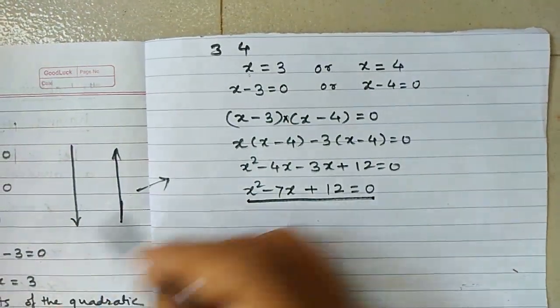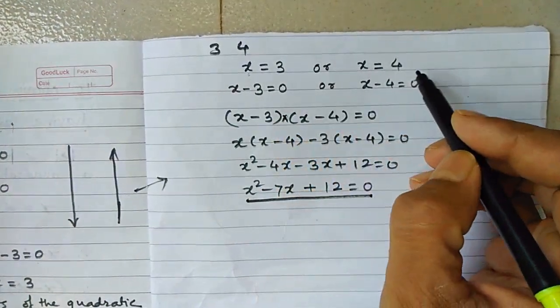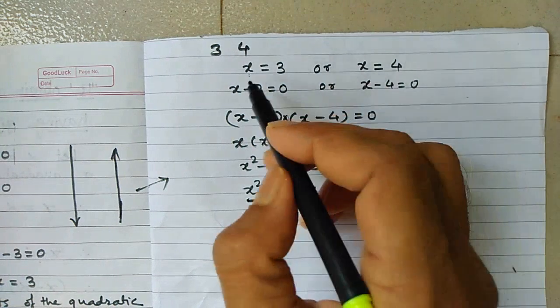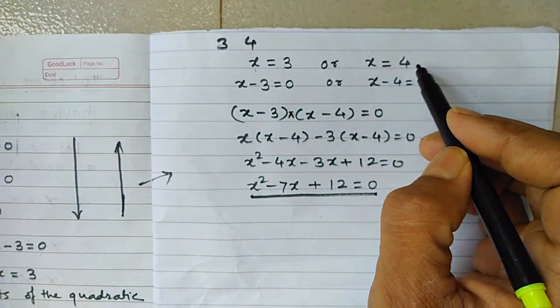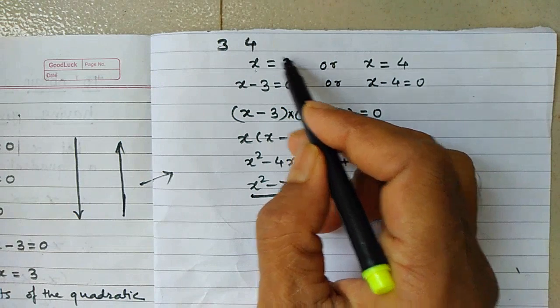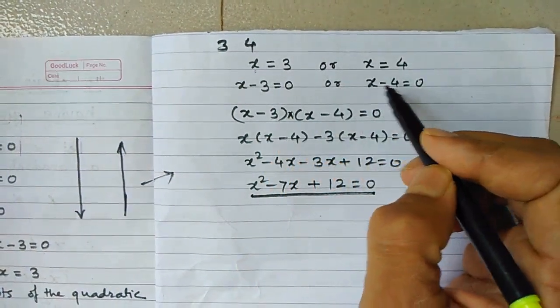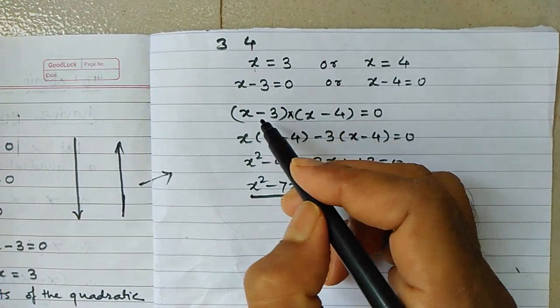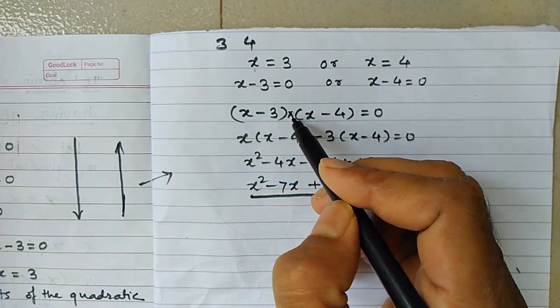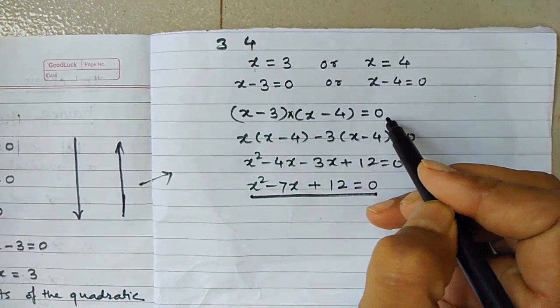What is the last step? x is equal to 3 and x is equal to 4 are the roots of the quadratic equation. I have written it here as it is. Now transpose 3 to the left and 4 to the left: x minus 3 is equal to 0 or x minus 4 is equal to 0. Or combined, we can write x minus 3 into x minus 4 is equal to 0.